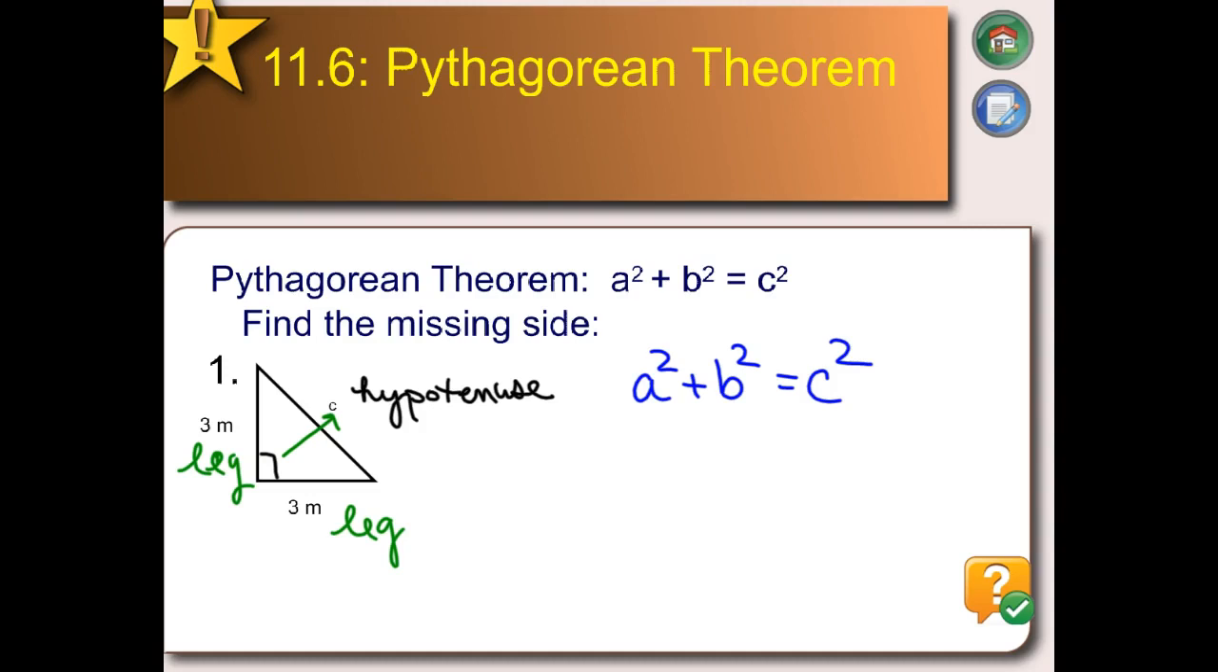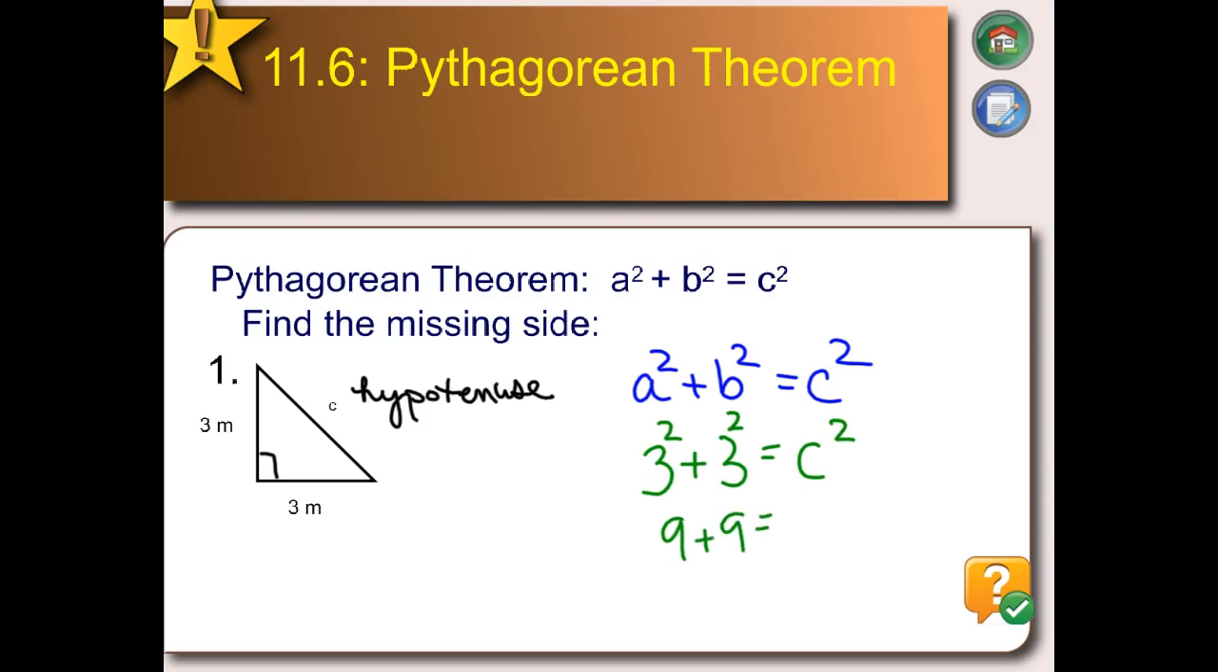So if you look here, let's go ahead and get some of my words out of the way. In this problem, we're solving for the hypotenuse. We know that each of our legs is 3, and we're solving for C, the hypotenuse. So let's plug in what we know. 3 squared plus 3 squared, so 9 plus 9 equals C squared. We've got 18 equals C squared. Now remember, that's C squared, but I need C, just the hypotenuse by itself. So we're going to have to take the square root of that. So C equals the square root of 18.